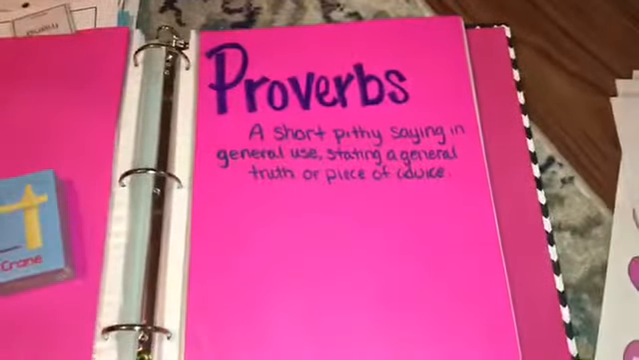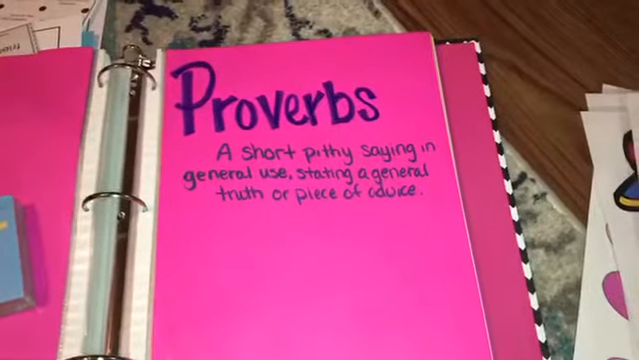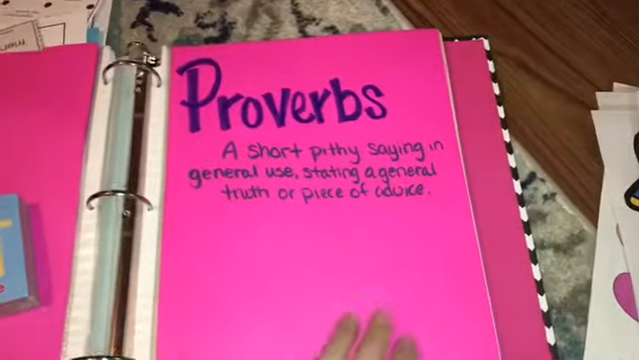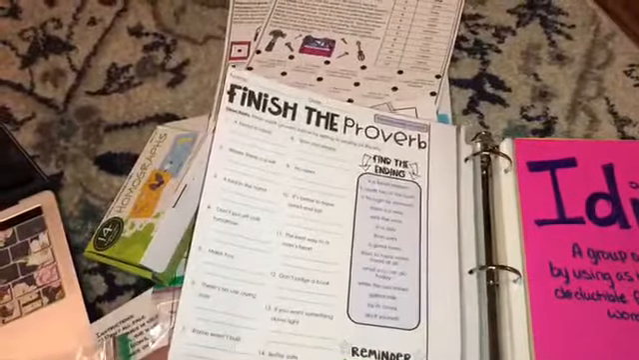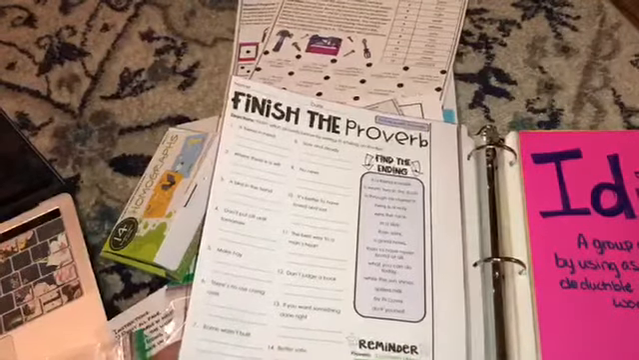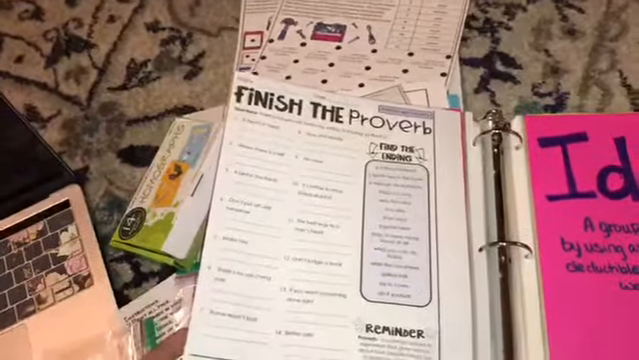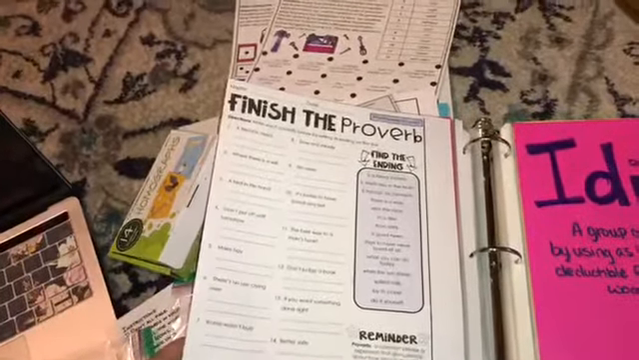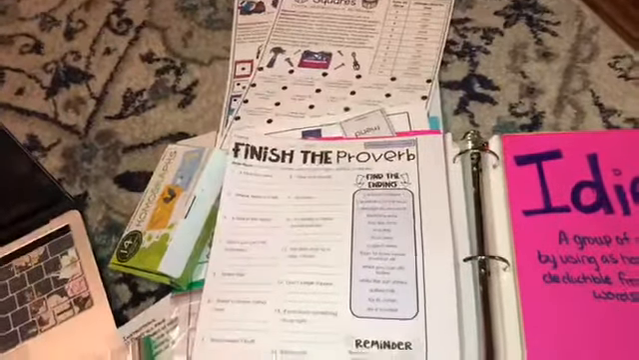Next is proverbs, a short, pithy saying in general use stating a general truth or piece of advice. So you would have an activity after they learn this. Find the endings. So finish each proverb below by writing its ending on a line. A friend in need, and then you would find which one is a friend in need. Is a friend indeed. So that would be a proverb.